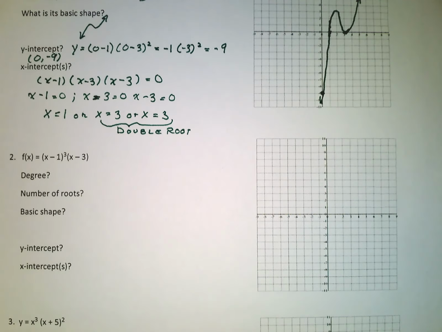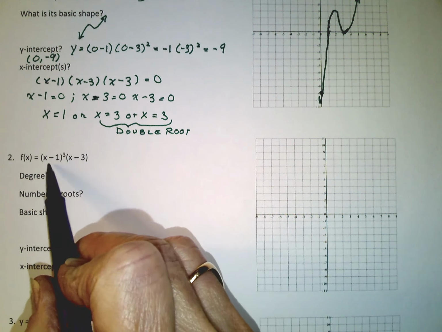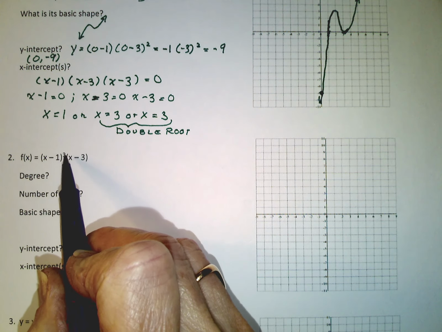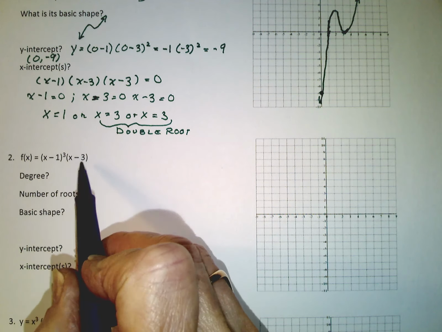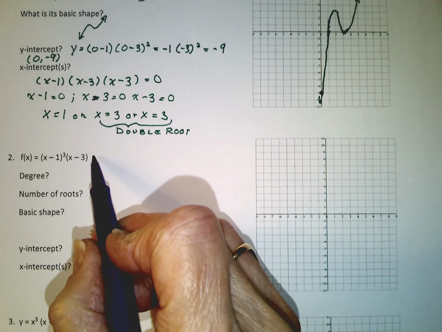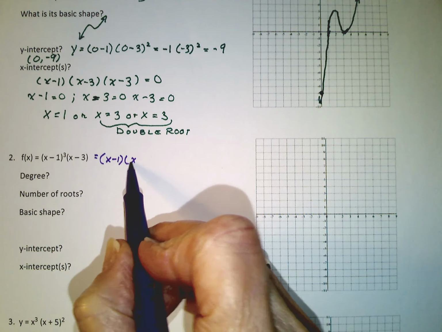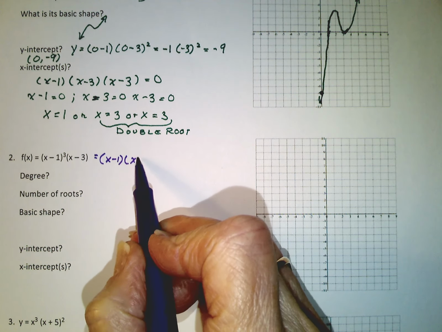Okay, next one. Same story. The degree. Now we can look at this. This factor has a degree of 3. This factor has a degree of 1. So it should come out to a degree of 4. Or we could actually write all the factors, fully factor this.